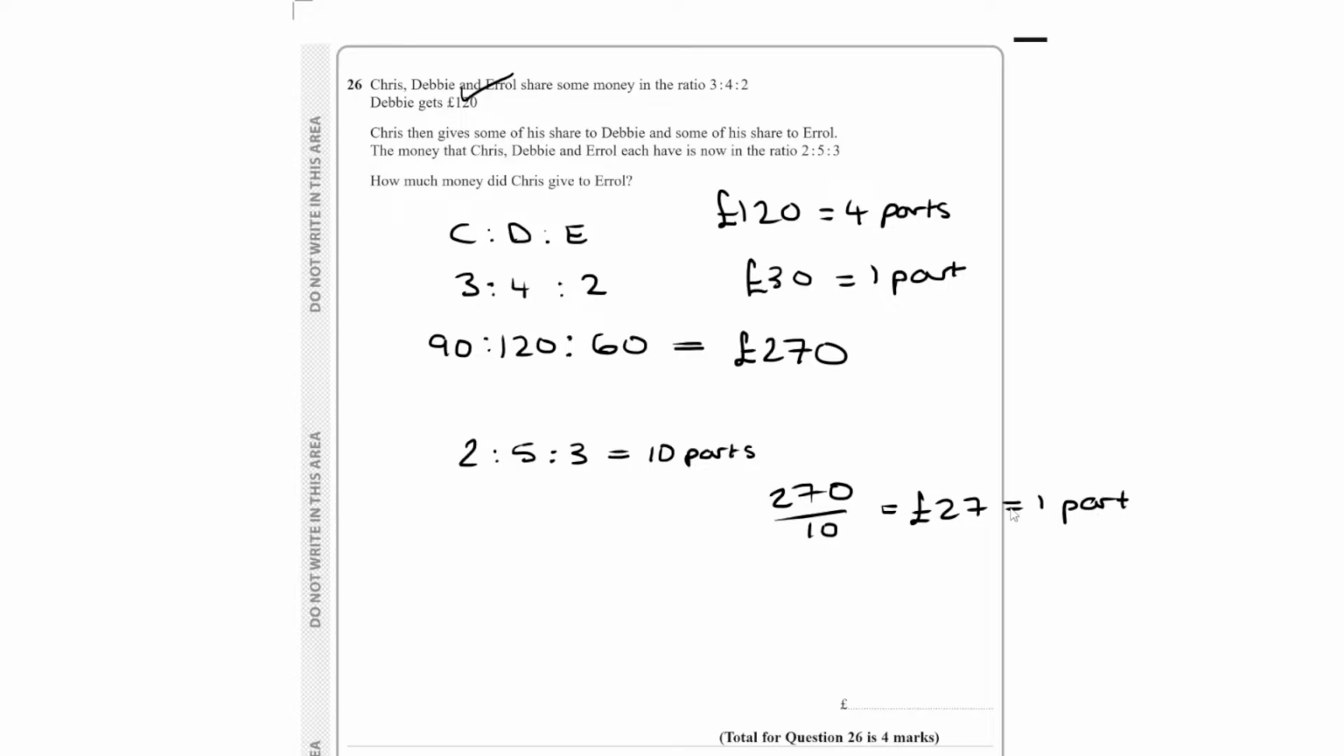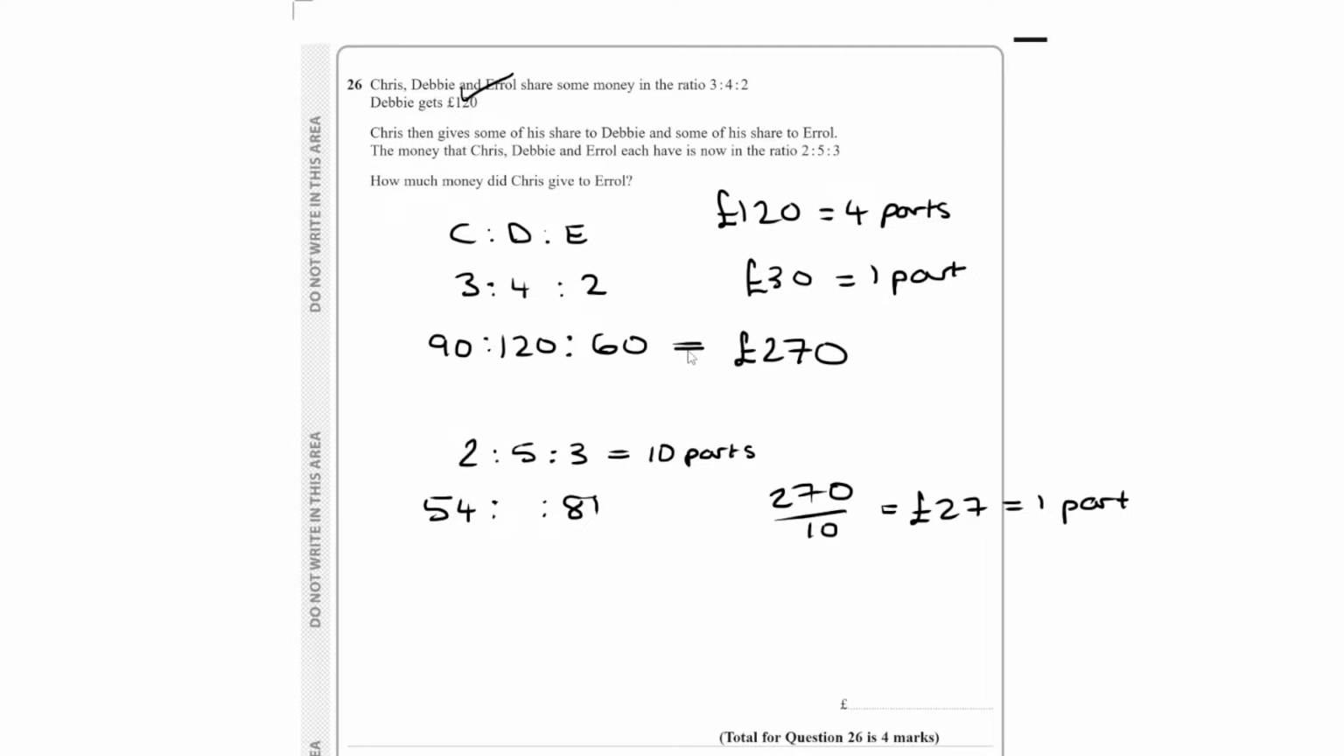It's a new ratio, isn't it? Chris has 2 parts, so that's 27 times 2, which is 54. You could work out Debbie if you want, but I don't think we need to. And then 3 times 27 is 81 for Errol. Okay. So what was the actual question? How much money did Chris give to Errol?